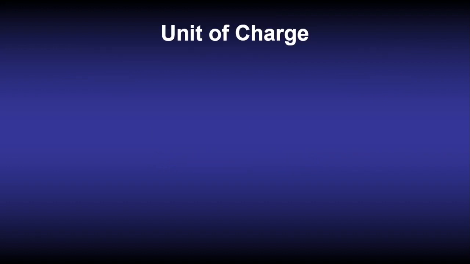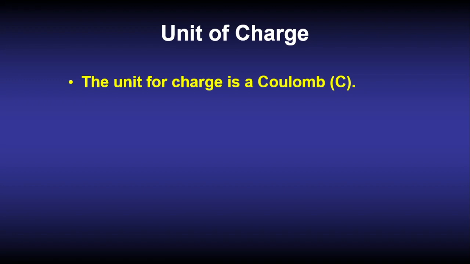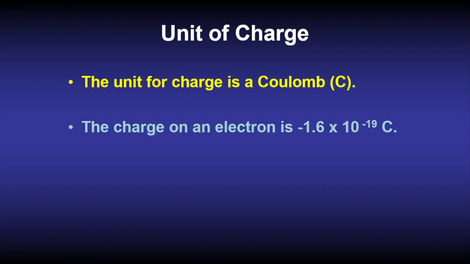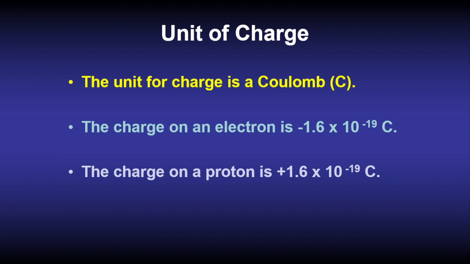Let's talk about unit of charge. Well, we mentioned this in our last notes, and the unit for charge is just the coulomb. The way we abbreviate coulomb is with a capital letter C. The charge of an electron is negative 1.6 times 10 to the negative 19th coulomb. The charge of a proton is the same thing except positive, so positive 1.6 times 10 to the negative 19th coulomb. Both of these charges are extremely small, it's just that the electron is negative and the proton is positive.